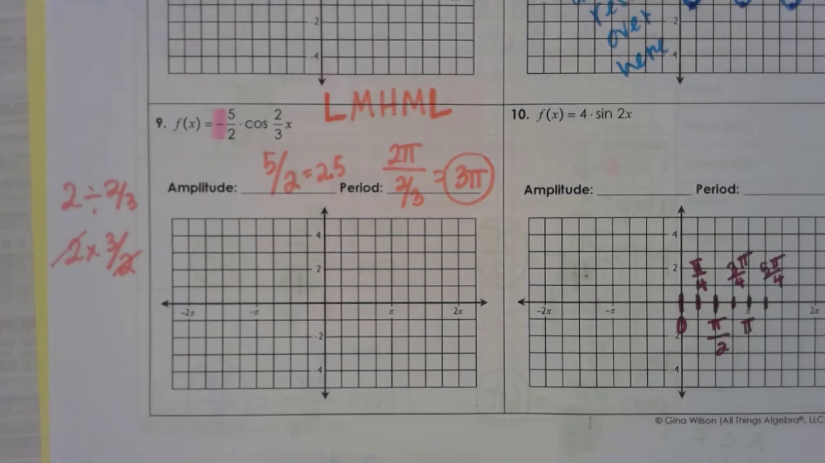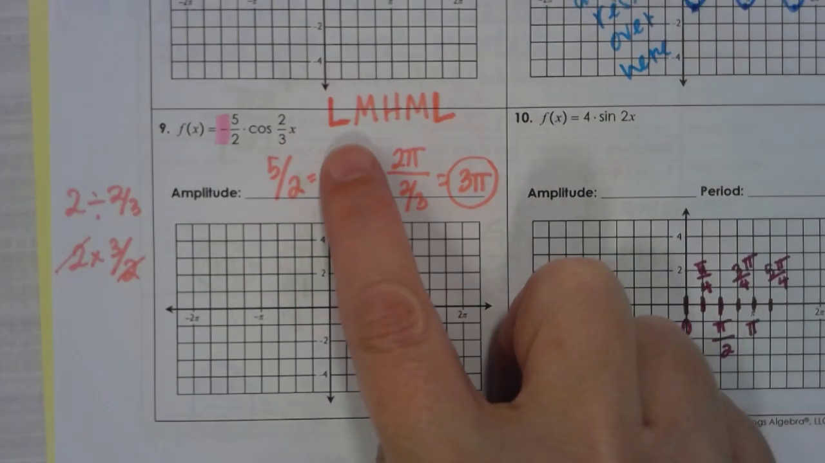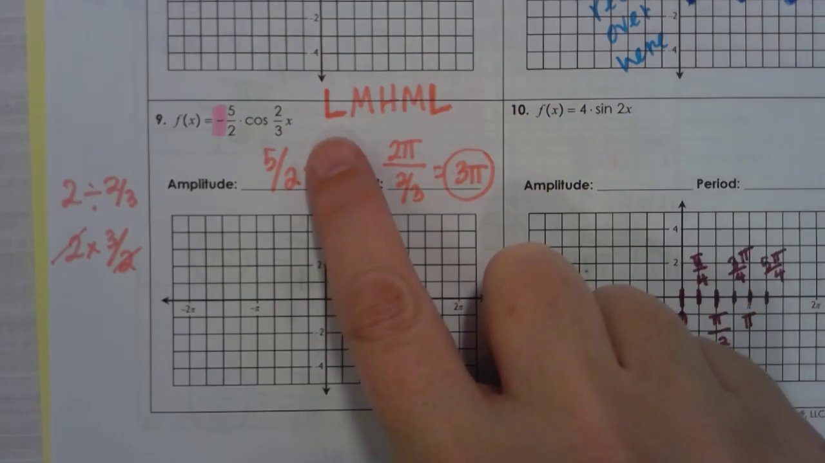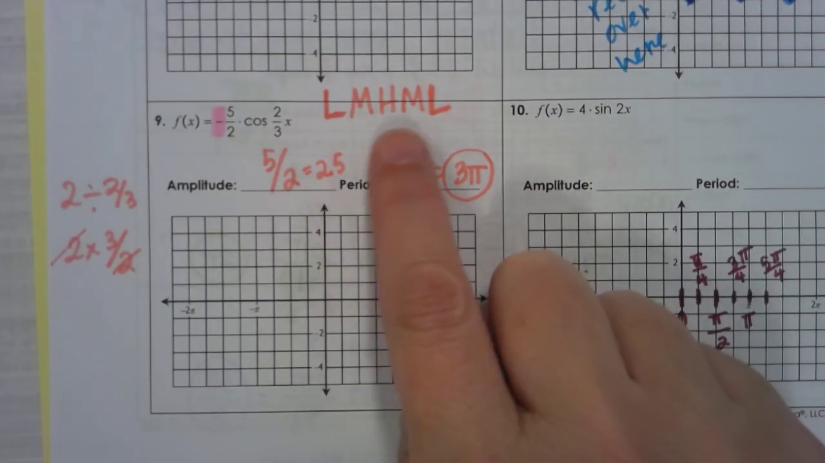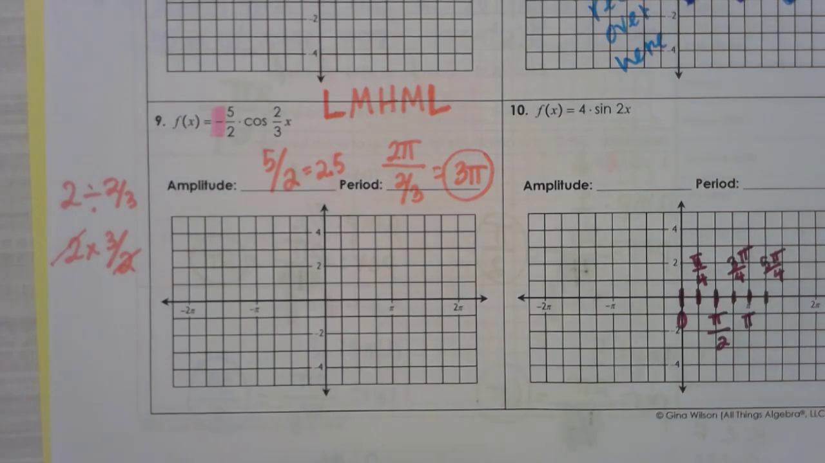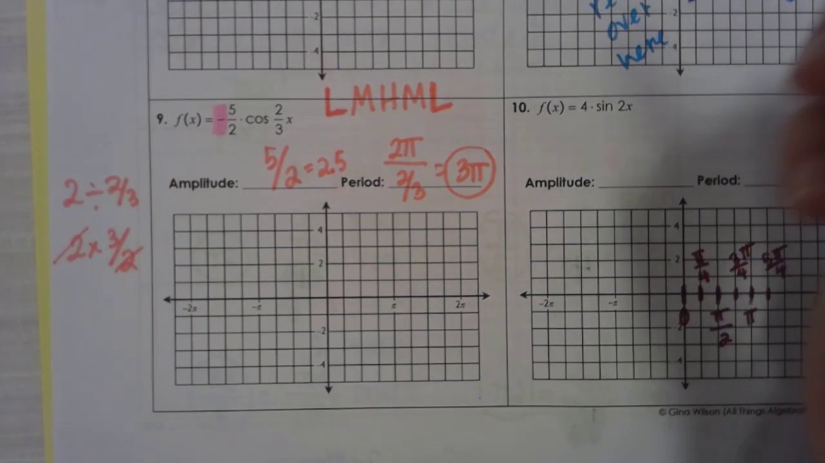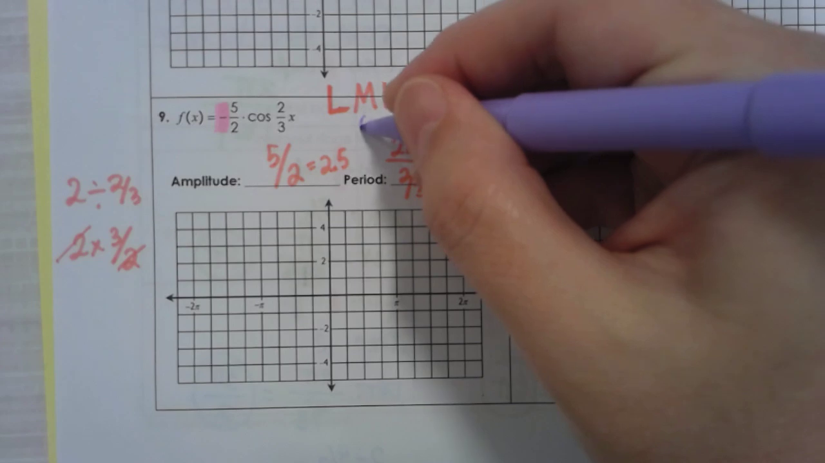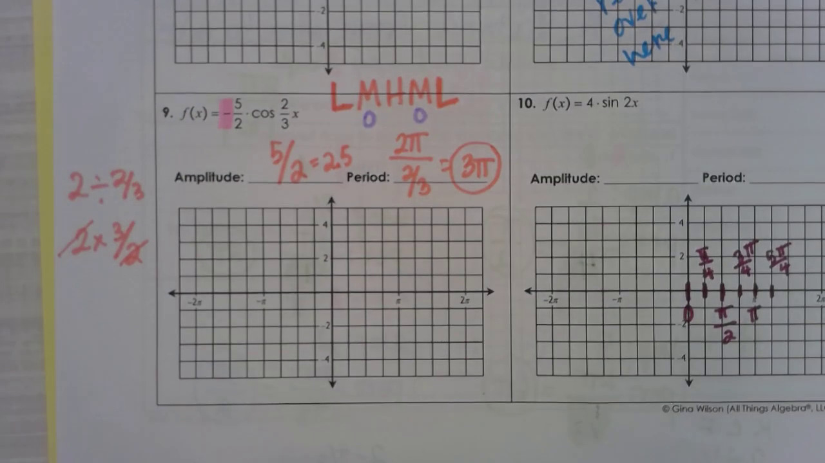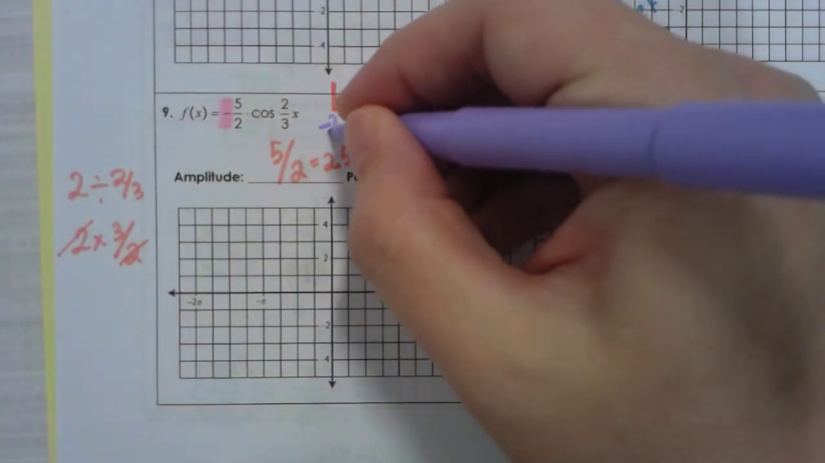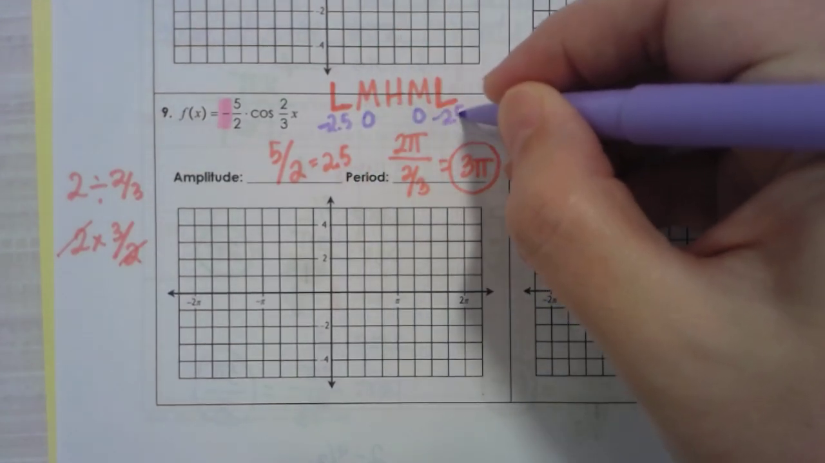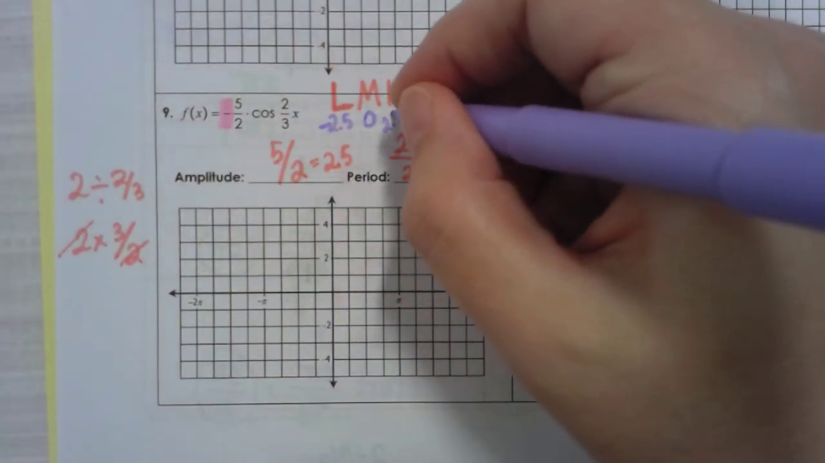All right, so the next step, can you write the numbers underneath this? What are our y values going to be for these lows, middles, and highs? Which ones are at 0? Which ones are at 2.5? Put that underneath. So we should have the middles at 0. Lows are going to be negative 2.5. And our high is positive 2.5.